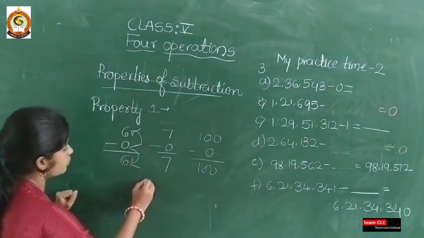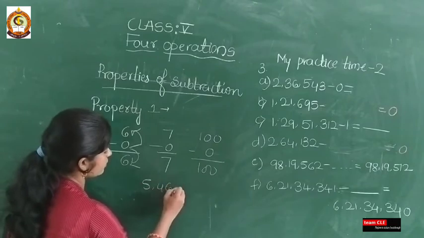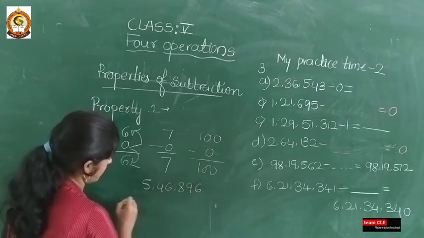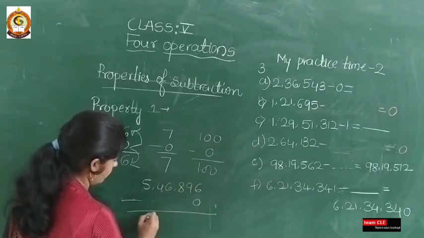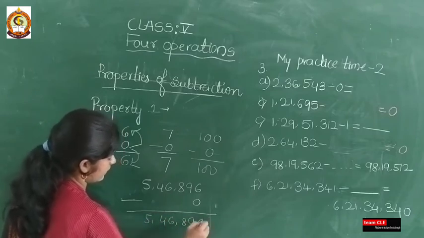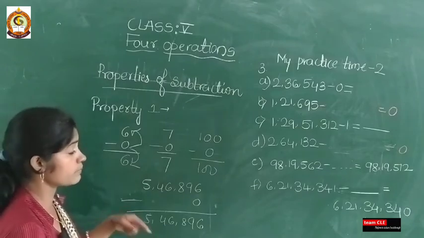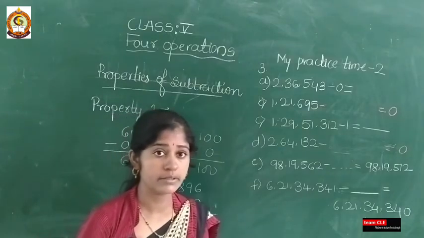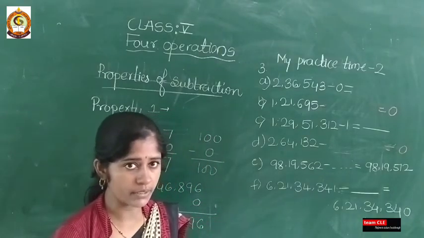Okay, same, you have to take 5,46,896 minus 0, you will get 5,46,896 as the answer. When 0 is subtracted from any number, the difference is the number itself.